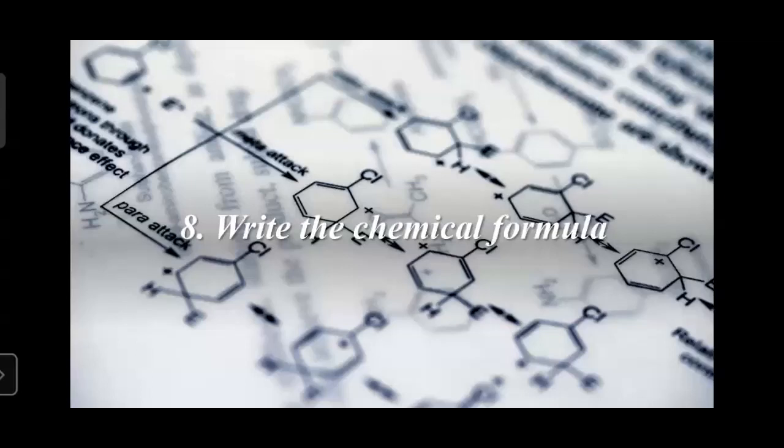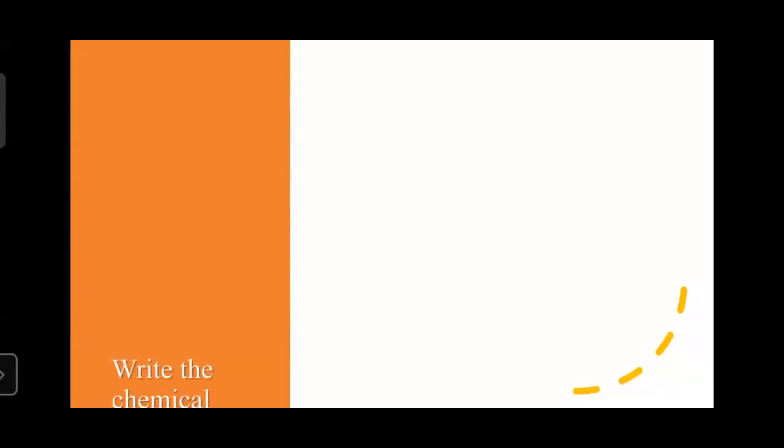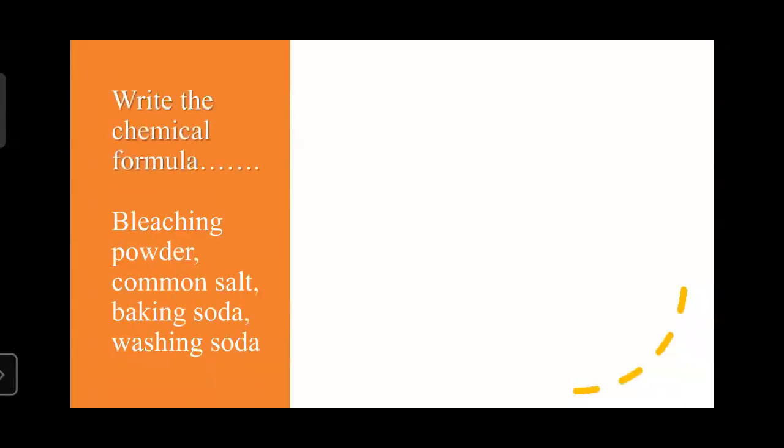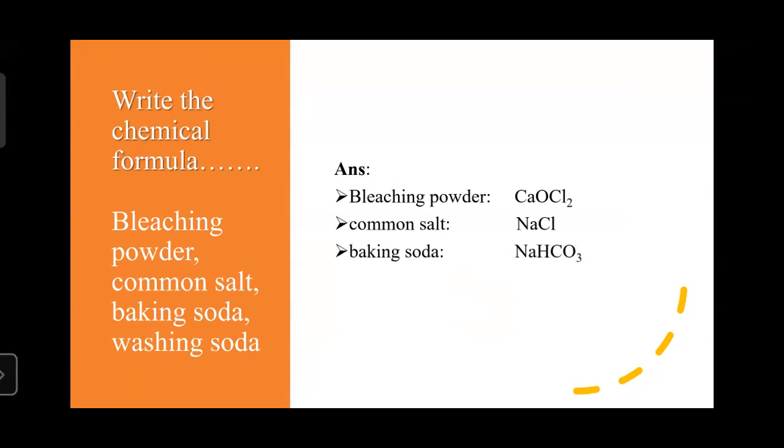Next, write the chemical formula of bleaching powder, common salt, baking soda, and washing soda. First, bleaching powder, the chemical formula is CaOCl2. Common salt is called sodium chloride, and the chemical formula is NaCl. Baking soda, NaHCO3. Washing soda, Na2CO3.